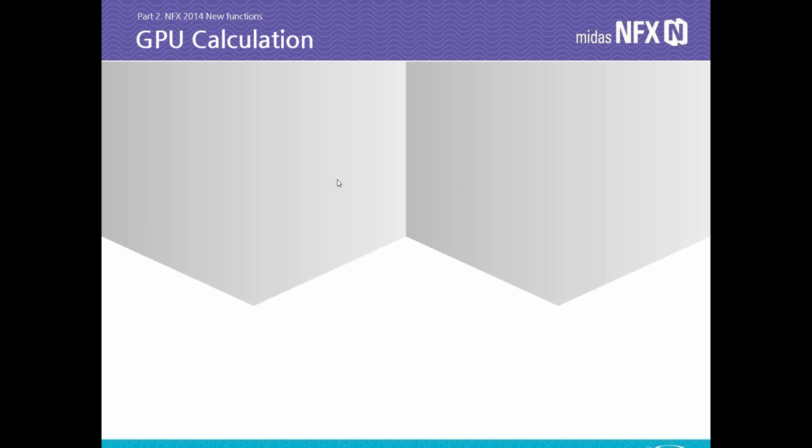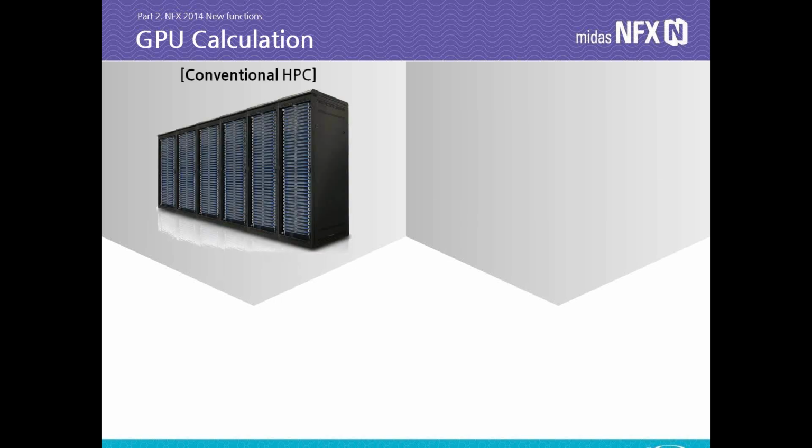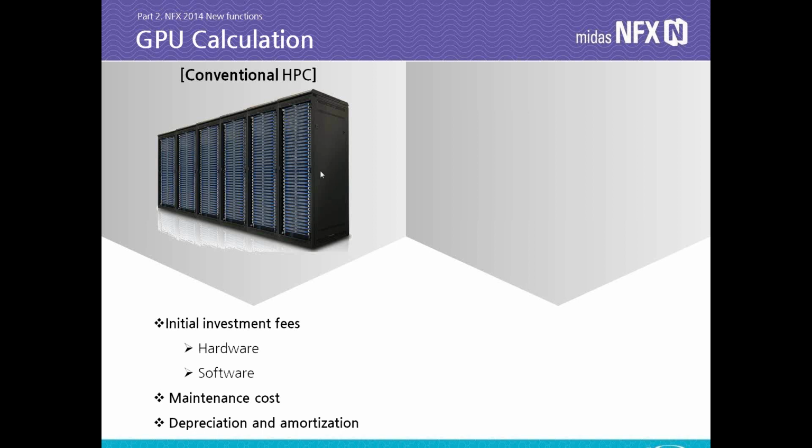And the last improvement, but not the least, is what is called the GPU calculation. So you have conventional HPC, high performance computing. This kind of server is very big and very costly because you have some hardware, some software to buy. You have a lot of maintenance costs, and it will depreciate and be difficult to amortize.